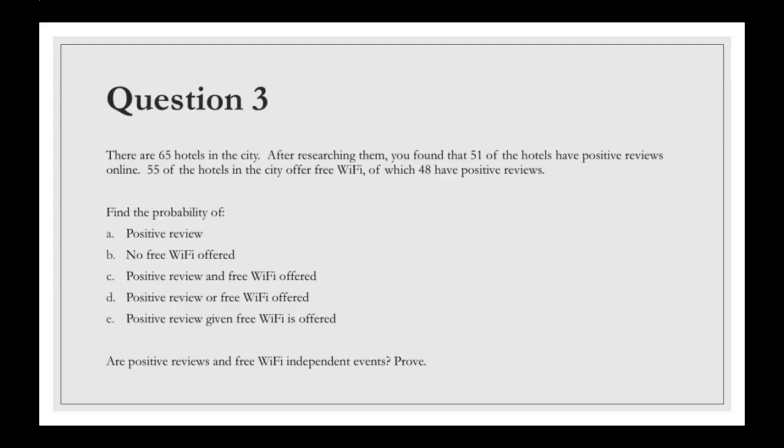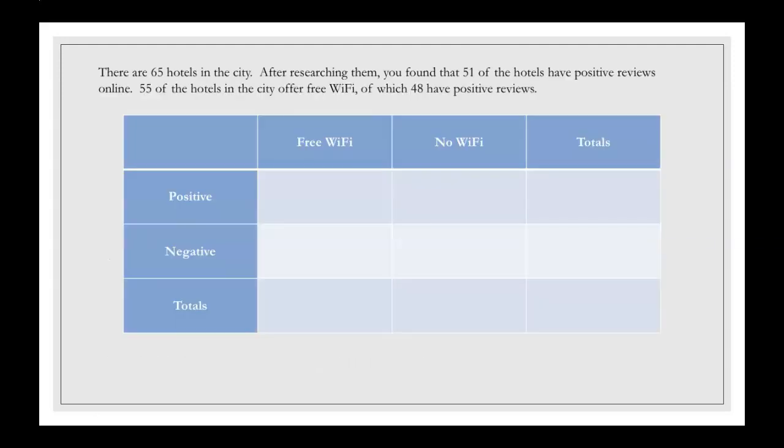So, to figure out these probabilities, we are going to need a chart. So we have some information that was given to us, right? We have 65 total hotels in the city. So that's going to go into our grand total.